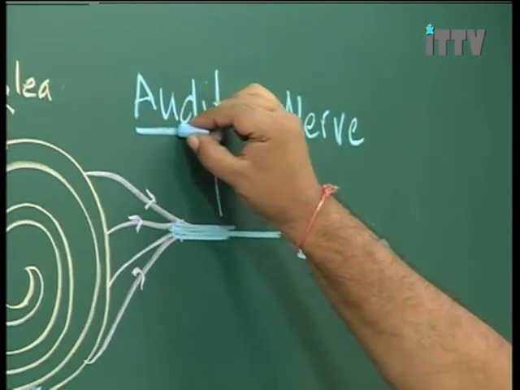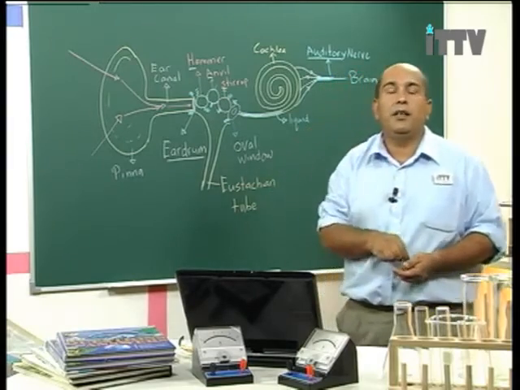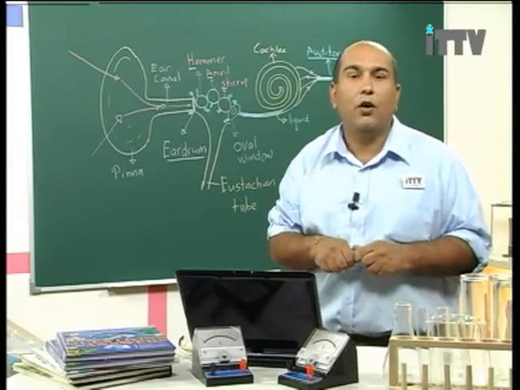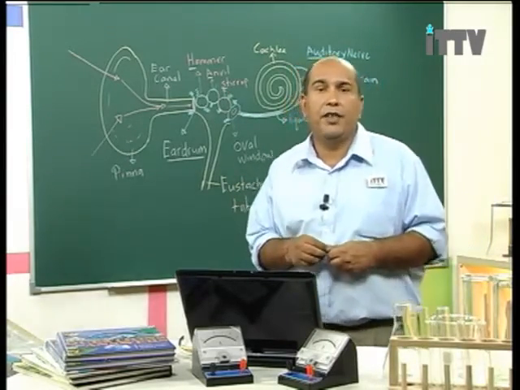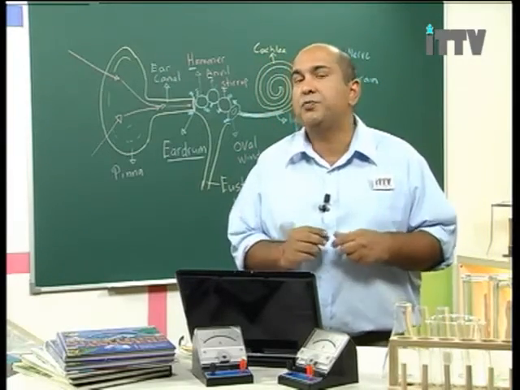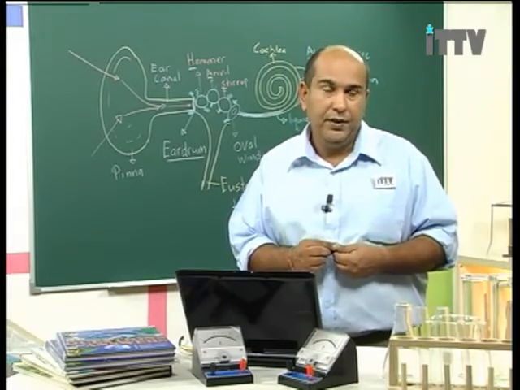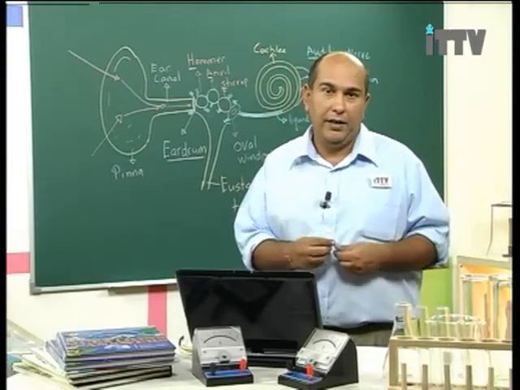nerve. Auditory means hearing. So please remember that the final nerve has got a particular name. In this case, it is called the auditory nerve. So please remember this name, auditory nerve, because with all the other sense organs so far, we don't have a specific nerve that connects the organ to the brain. Auditory nerve, remember. And auditory means hearing.